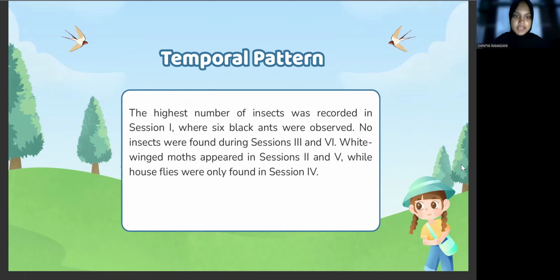Next, temporal patterns. The highest number of insects was recorded in session 1, where 6 black ants were observed. No insects were found during session 3 and 6. White-winged moths appeared in session 2 and 5, while houseflies were only found in session 4.